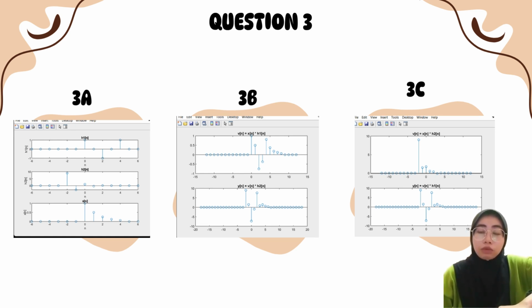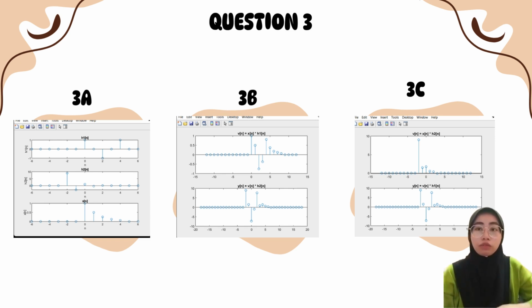For part B, next we assume a system H composed of 2 subsystems, H1 and H2 in cascade. Here's how the signals flow through the system. Input x[n] goes into H1, output of H1 v[n] equal to x[n] convolved with h1[n], output of H2 y[n] equal to v[n] convolved with h2[n]. We use the MATLAB conv function to perform both convolutions. Note that after each convolution, we compute the appropriate time axis to correctly plot the result.